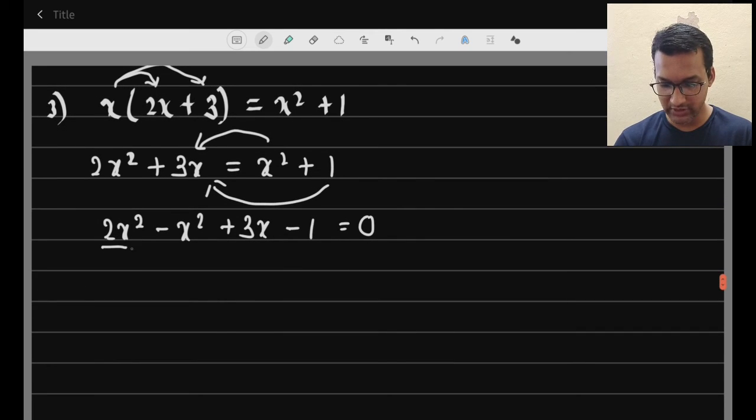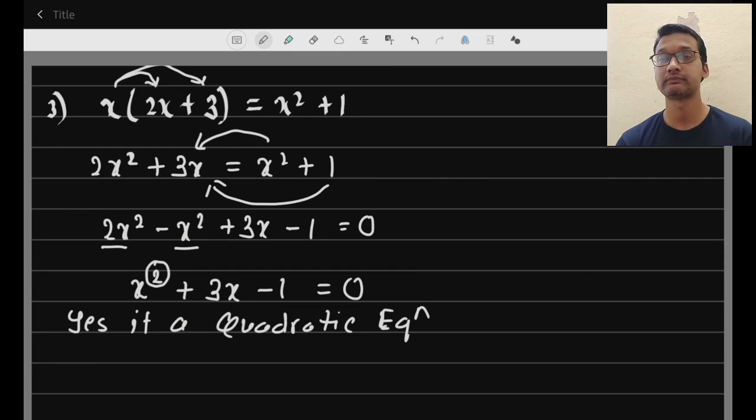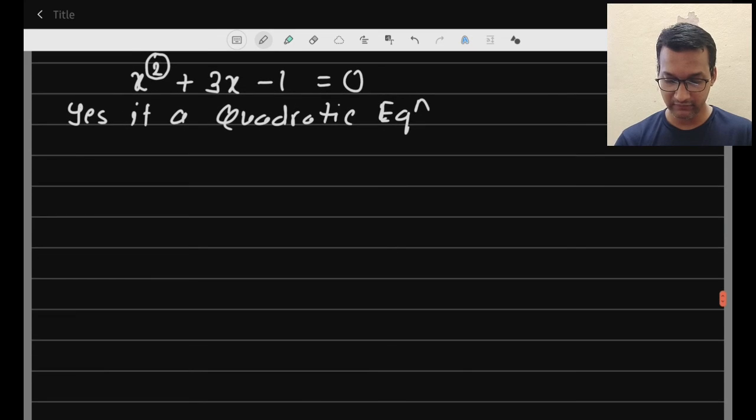Now 2x square minus x square, these are like terms and they will subtract. You will get plus x square plus 3x minus 1 is equal to 0. Highest power here is 2. So yes, it is a quadratic equation. So this one was easy. Let us look at the fourth problem now.